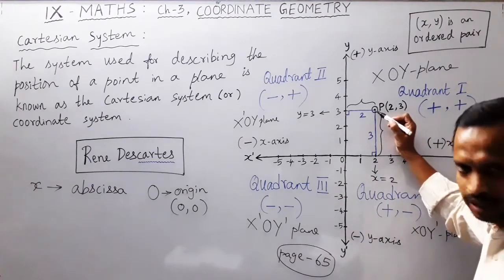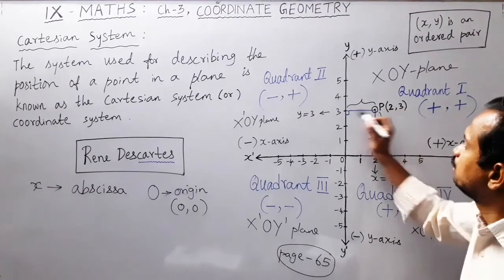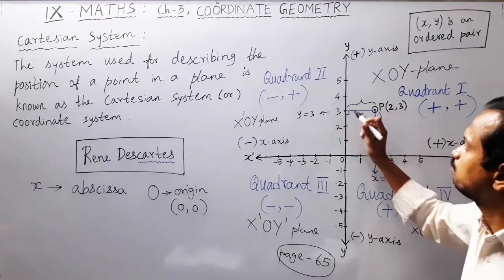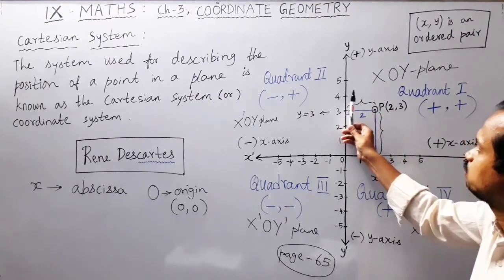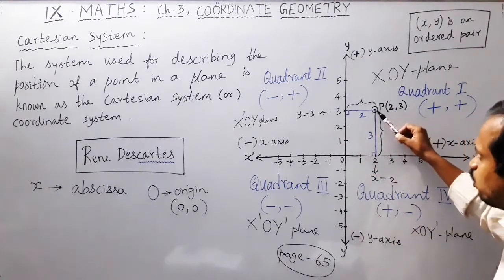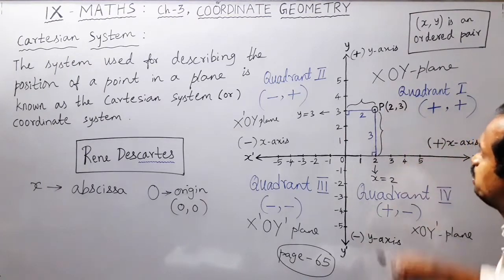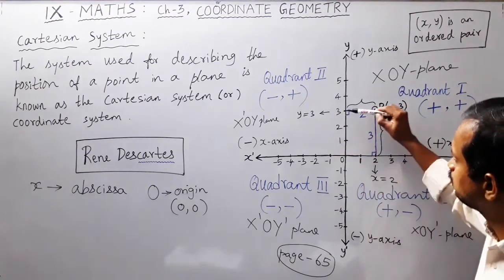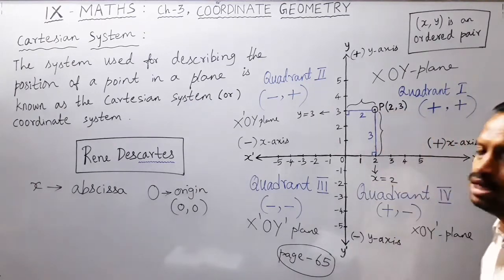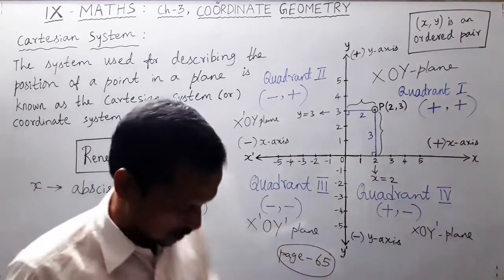Suppose this is the point P. How will we get the x-coordinate? The distance of the point from the y-axis, from here to here, that is the x-coordinate. And the distance from the x-axis to that point gives the y-coordinate. You see, this is 3, and from here to here is also 3. So this 3 gives the y-coordinate. This is what they are explaining there.